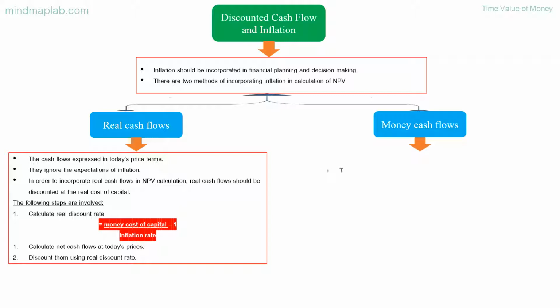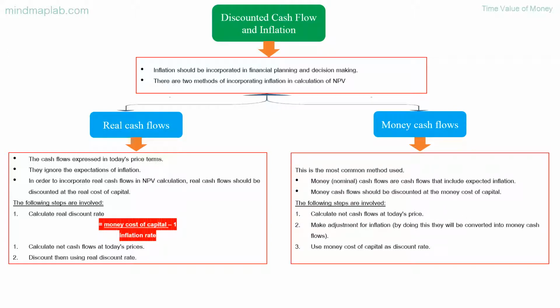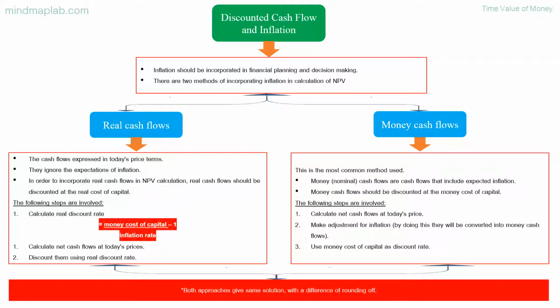Money cash flows. This is the most common method used. Money, nominal, cash flows are cash flows that include expected inflation. Money cash flows should be discounted at the money cost of capital. The following steps are involved. Calculate net cash flows at today's price. Make adjustment for inflation. By doing this they will be converted into money cash flows. Use money cost of capital as discount rate. Both approaches give same solution, with a difference of rounding off.